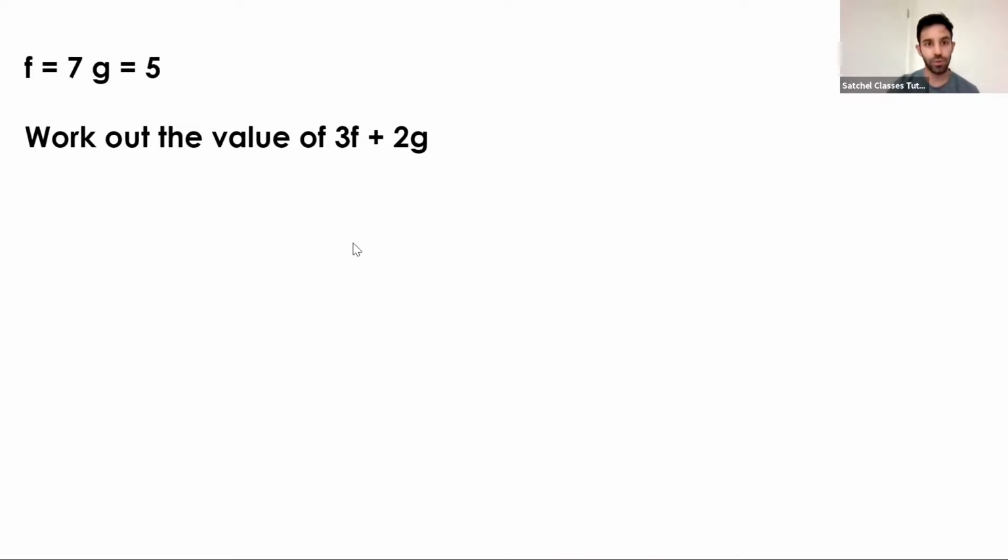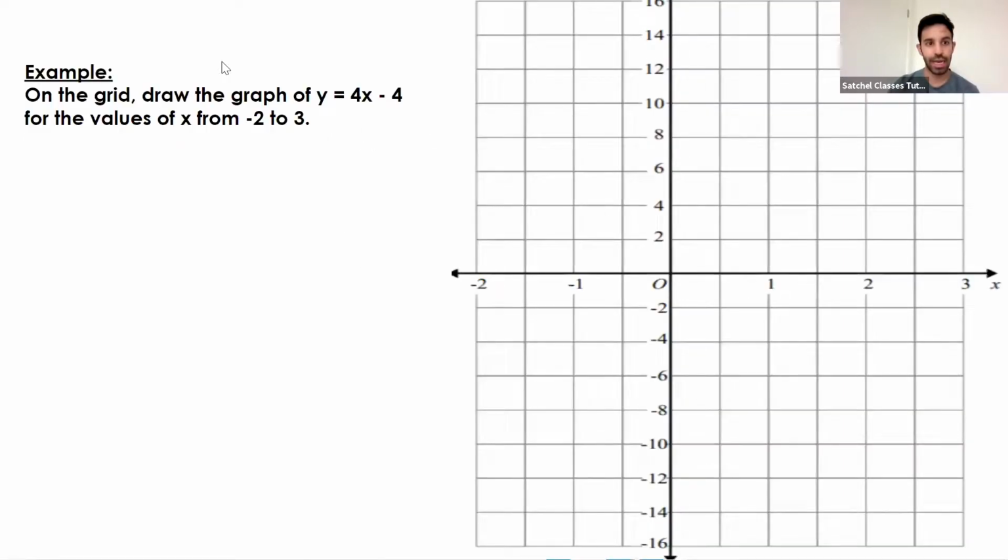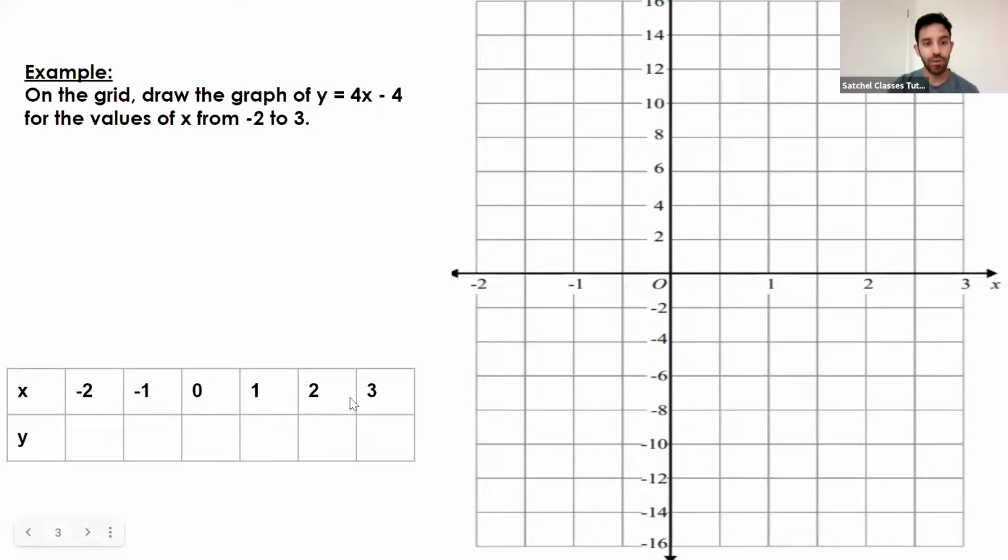So let's move on to the next slide here. It says on the grid, draw the graph of y is equal to 4x minus 4 for the values of x from minus 2 to 3. Now, what this is telling us is we need to draw a table of values and find our y values when x is the values from minus 2 to 3. So what we need to do is draw a table of values here. Sometimes this is given to us in the question. Sometimes we need to draw the table of values.